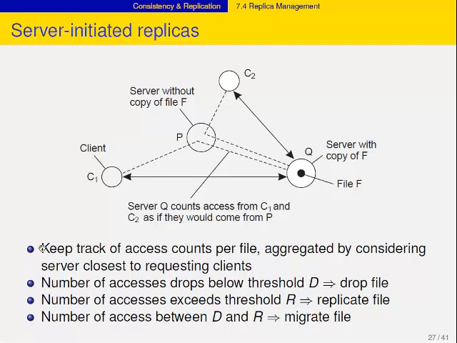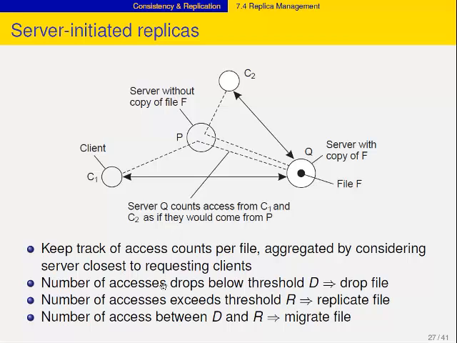Now, what this system does is the following. You keep track of access counts per file. You aggregate it by considering the server closest to requesting clients. What does this mean? If you have this client over here that wants access to that file, the system will pretend that that request actually passed through P and then went to Q. How would you implement this? You simply use a proxy. So the model is that C1 actually enters the distributed system through a proxy. The proxy has knowledge of where servers are and can do the accounting. It can even say, well, I'll just forward it through P and let P do the accounting, because it happens to know what this thing looks like.